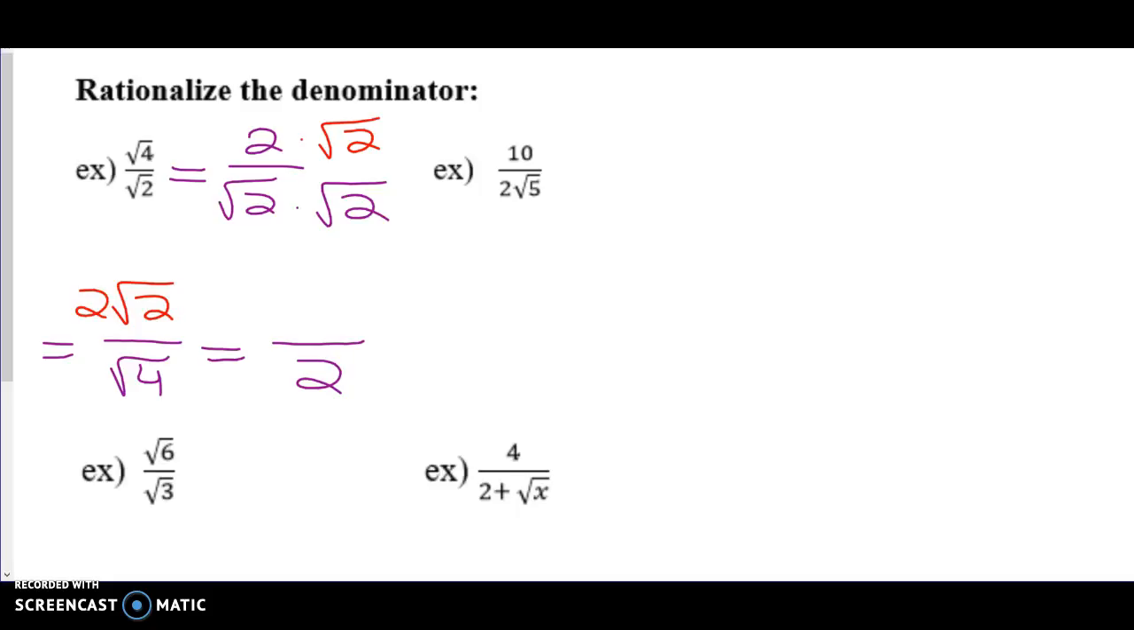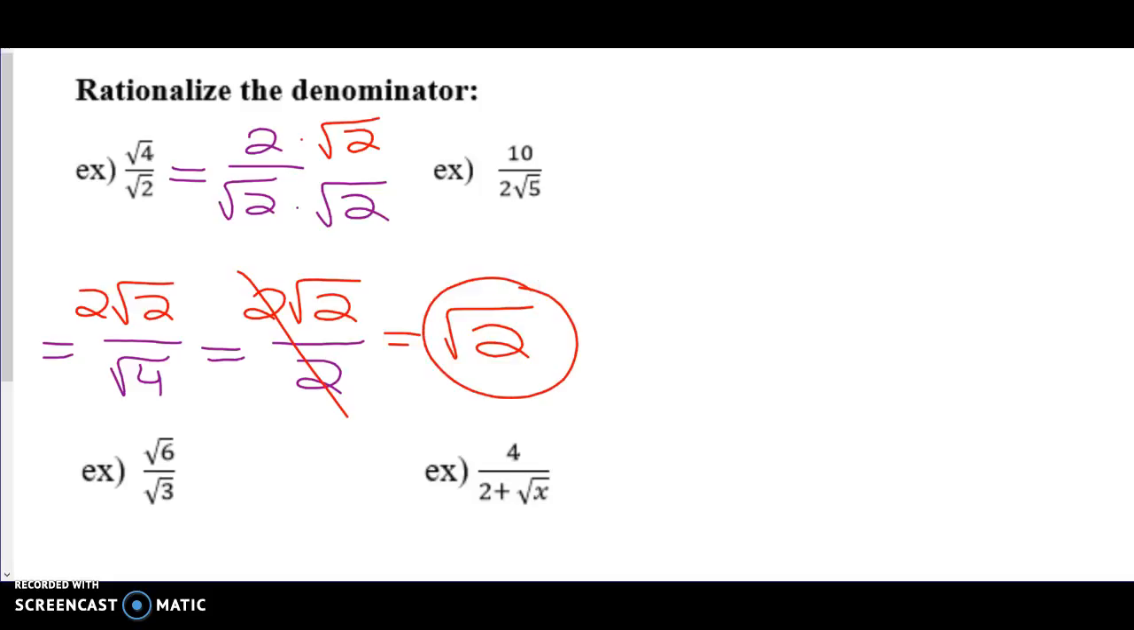One's a whole number, one's a never-ending decimal. I can't smash them together, so we just keep them separate. Now, that ultimately comes out to 2 square root of 2 over 2. But what happens when I have a whole number on the top that's the exact same as the whole number on the bottom? They cancel out. What's 2 divided by 2? 1. So my answer is the square root of 2.